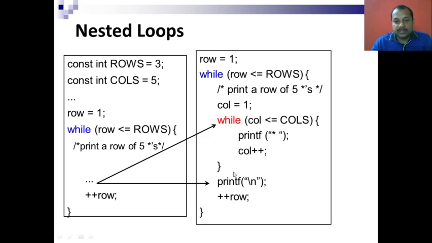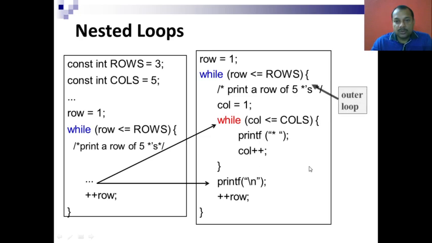So I am printing \n. \n is for the new line, and then I am incrementing the row, then I will loop inside this while loop, and after incrementing the row again I will go inside this while loop, and I will print 5 more stars, and that way I will keep on looping.